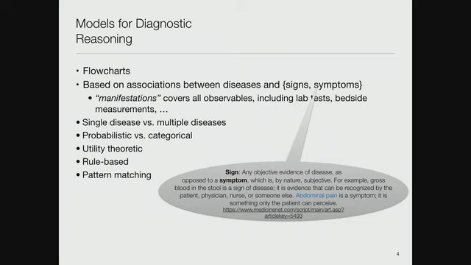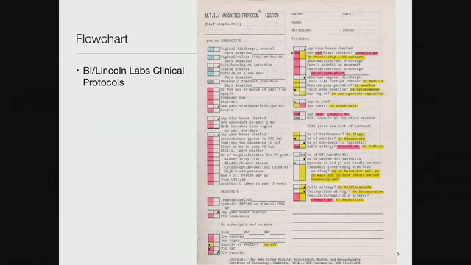So we'll talk about flowcharts, models based on associations between diseases and these manifestations. Then there are some issues about whether you're trying to diagnose a single disease or a multiplicity of diseases, which makes the models much more complicated. Whether you're trying to do probabilistic diagnosis or definitive or categorical. And then we'll talk about some utility theoretic methods, and I'll just mention some rule-based and pattern matching kinds of approaches.